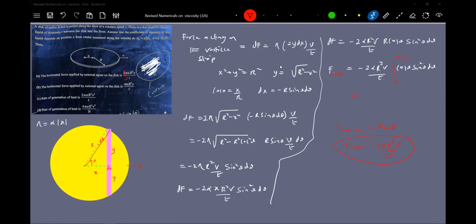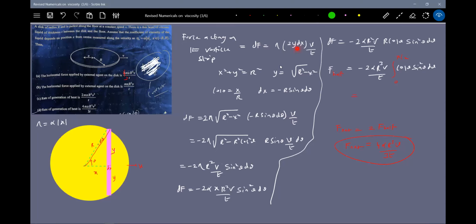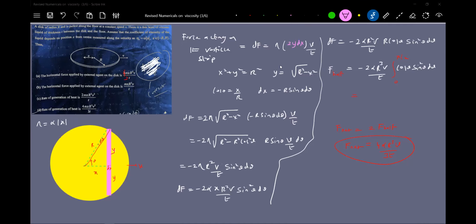Nothing is there, just mathematics. Integration, what to explain? After the first equation, it is all mathematics. Look at the triangle, everything. Starting, there is a force. Viscous force formula, F equal to eta a dv by dx. This 2y dx is the area of the strip, the pink color strip. So what is the area of the pink color strip? 2y dx.